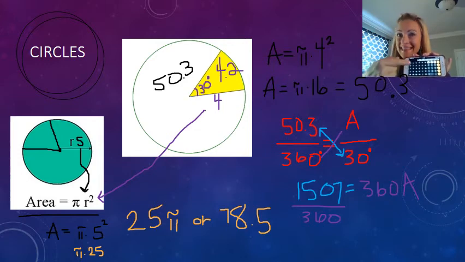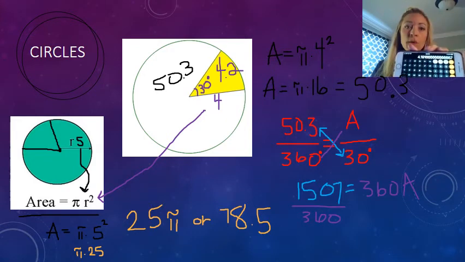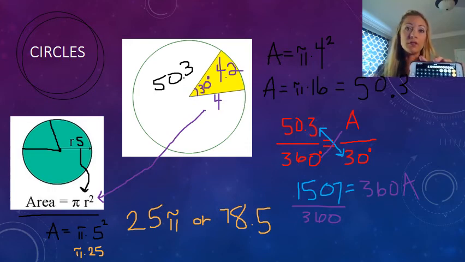So you could take this percent and multiply it by the entire area, which we got was 50.3. And I'm getting 4.19 again, which rounds to 4.2.